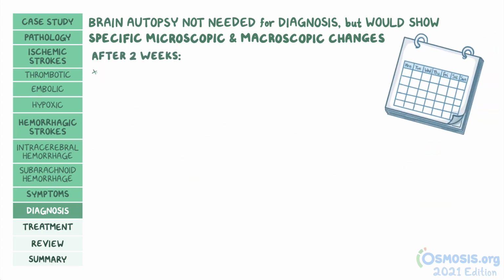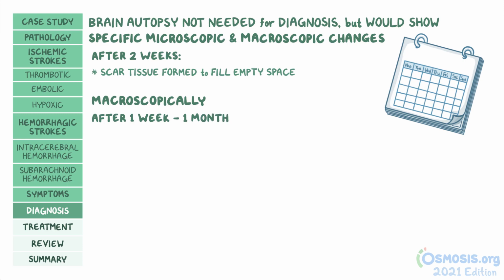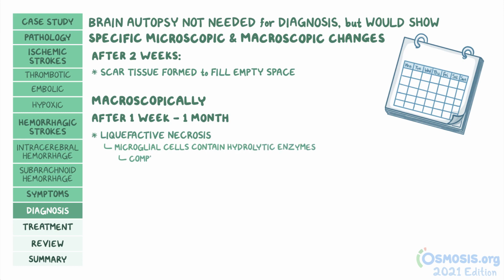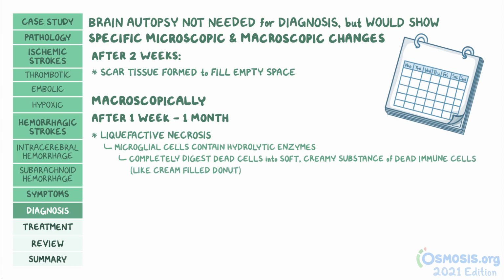After 2 weeks, scar tissue has been formed to fill the empty space. Okay, now macroscopically, after 1 week to 1 month, there's liquefactive necrosis. And that occurs when the microglial cells that contain hydrolytic enzymes completely digest the dead cells into a soft, creamy substance full of dead immune cells, like a cream-filled donut. They're basically liquefying the dead brain tissue, and that's why it's called liquefactive necrosis.